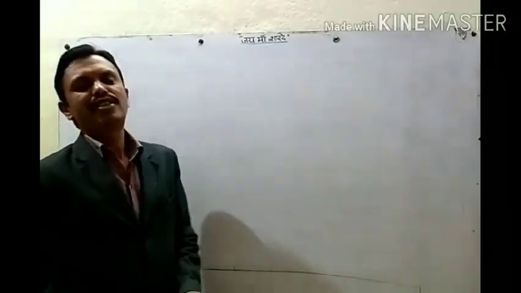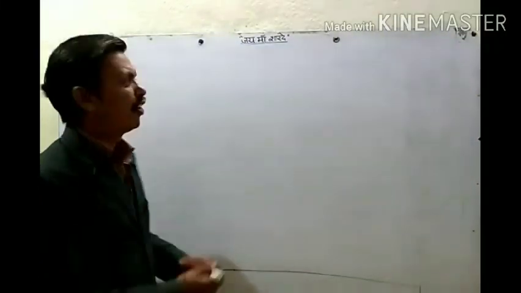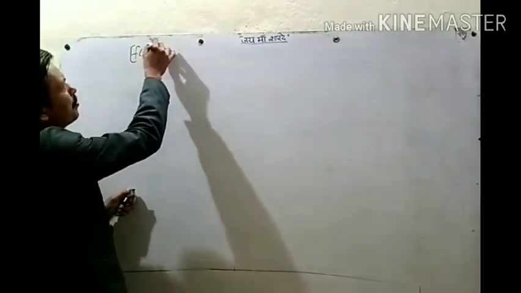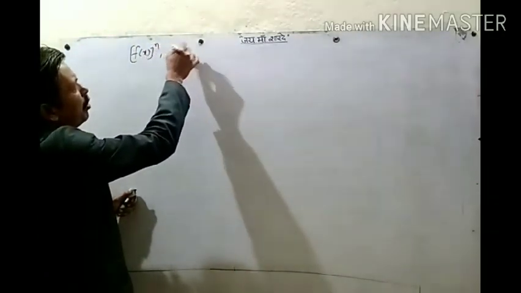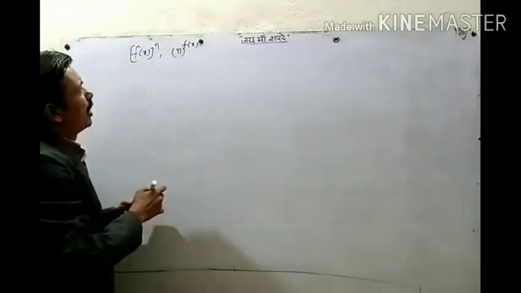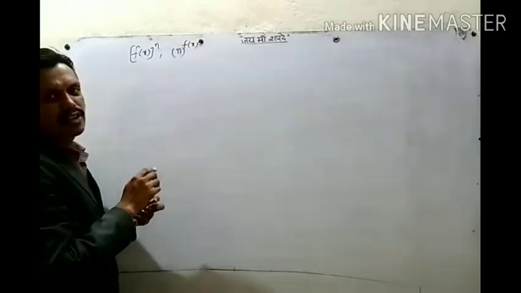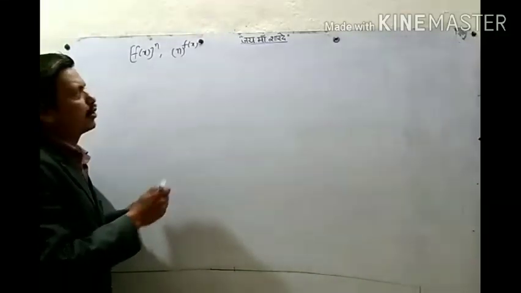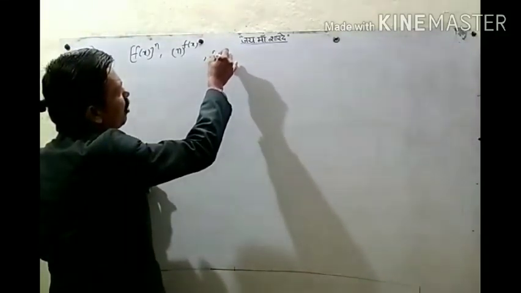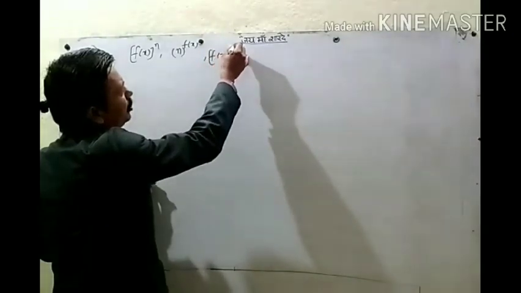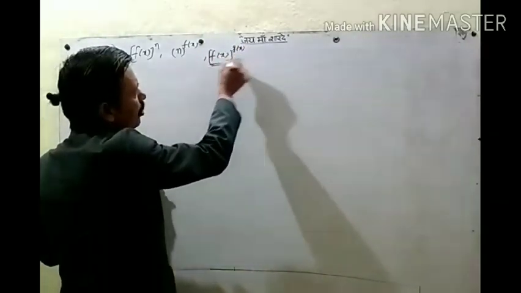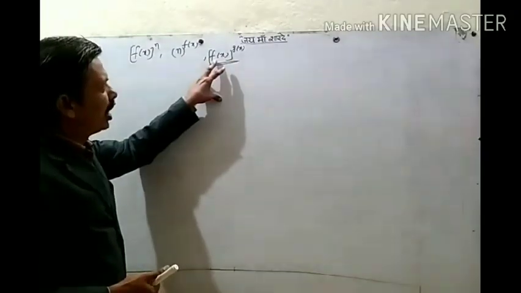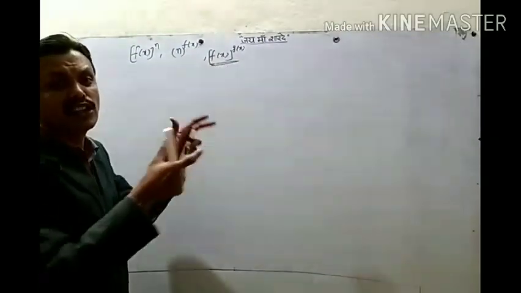Good morning, students. Till now we have seen the derivatives of functions in the form of f of x to the power n or n to the power f of x, where f of x is a function of x and n is any constant. Now we'll see the derivatives of functions in the form of f of x to the power g of x, where both f of x and g of x are functions of x.